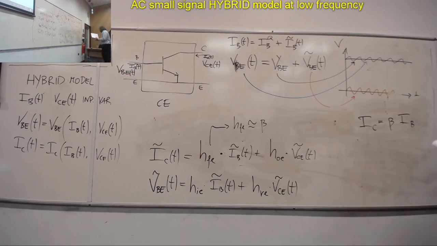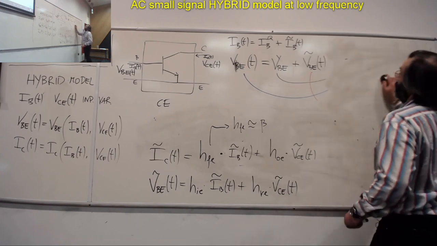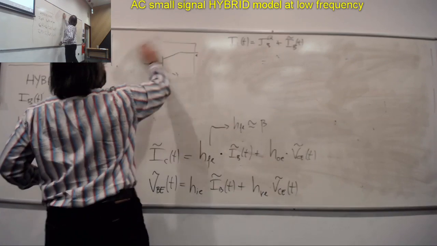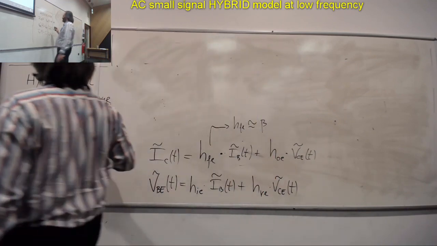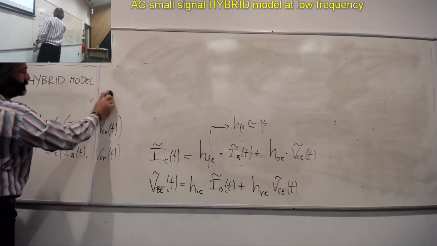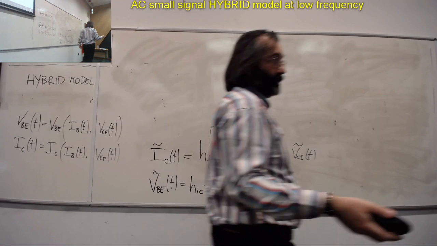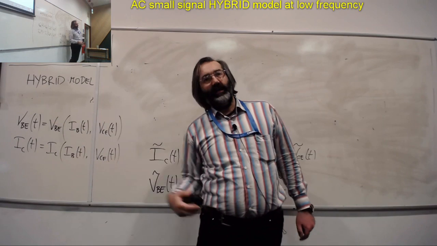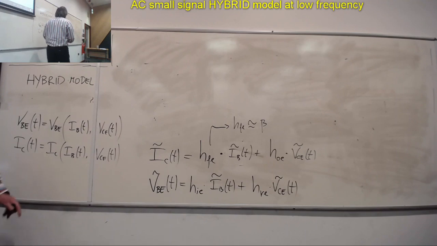Okay, so let me clean up this board. So how do we translate now? This model is very nice, all very beautiful, but now we need a circuit. We need an equivalent circuit, as we did for, think of the PN junction. In the end, we needed an equivalent circuit with a piecewise linear approximation, you remember. So in the end, to be able to use these things, we need a circuit.